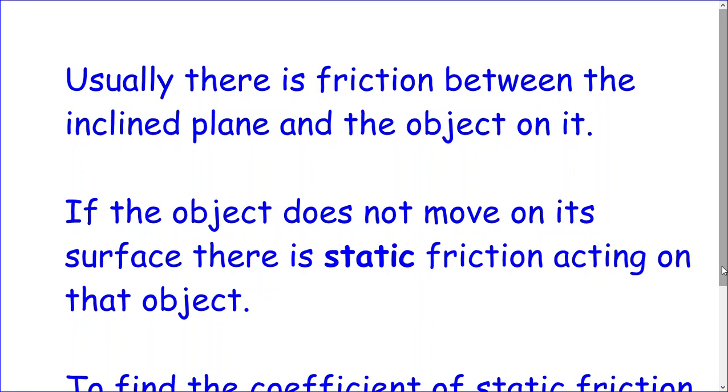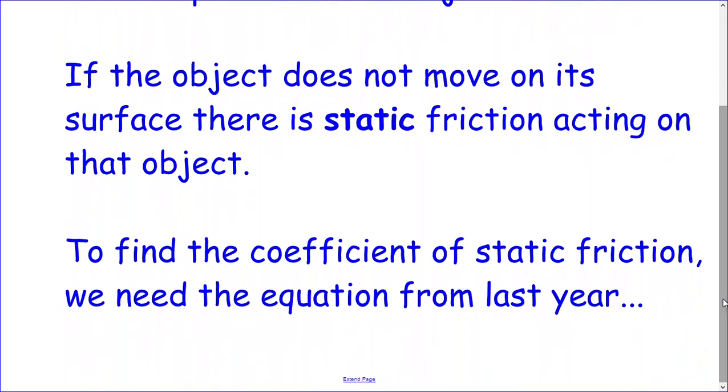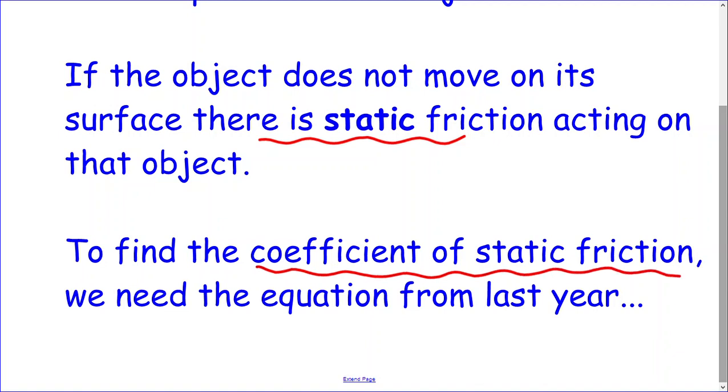So if the object doesn't move on the surface, then that's known as having static friction acting on that object. And so static friction in this case, we actually touched on a little bit last year, and so we'll just need a little bit of prior knowledge just to kind of see what this is. Now, when we reference static friction, we reference this idea of the coefficient of static friction.